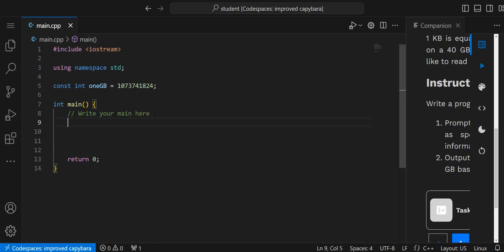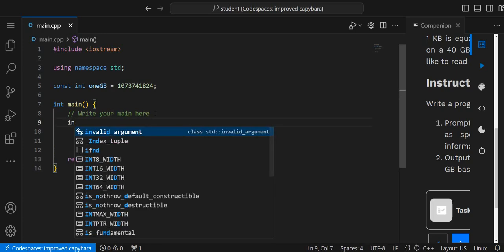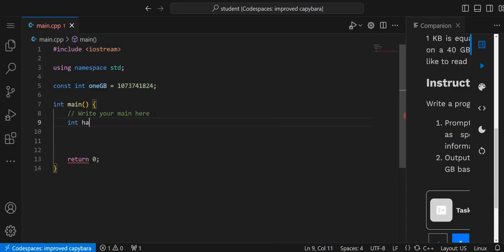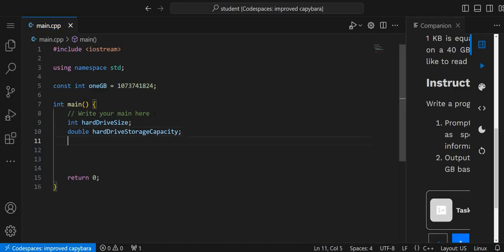So let's start it off. Let's call hard drive size an integer. Let's do a double here and call it hard drive storage capacity. Then let's output: enter hard drive size in gigabytes.